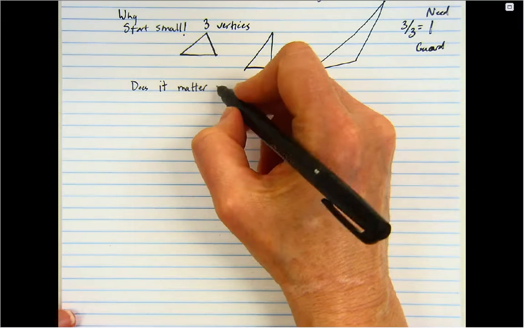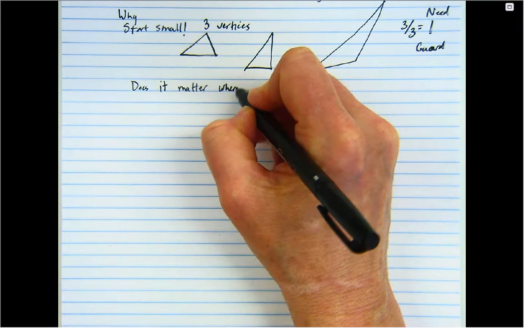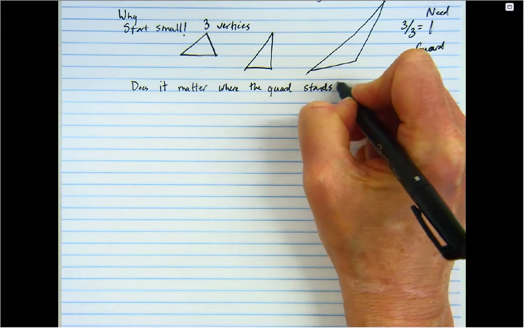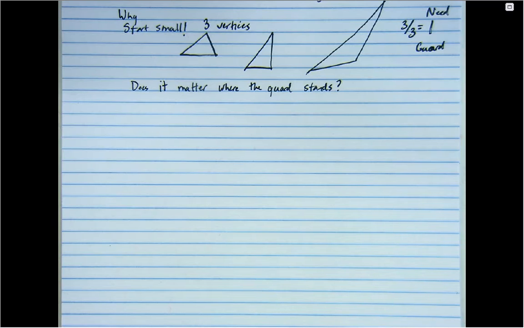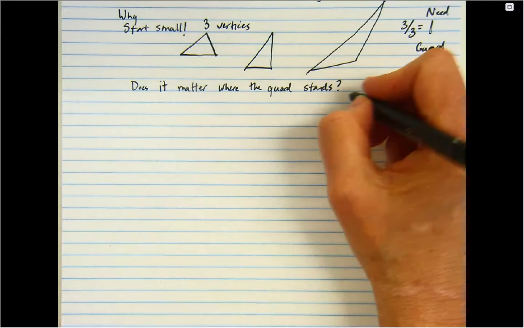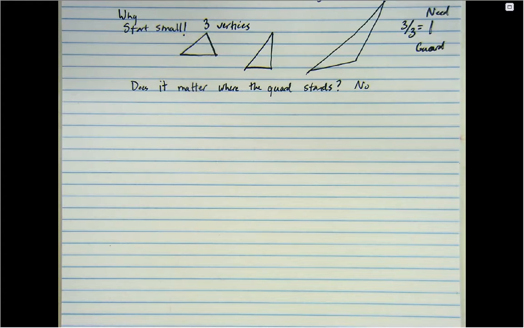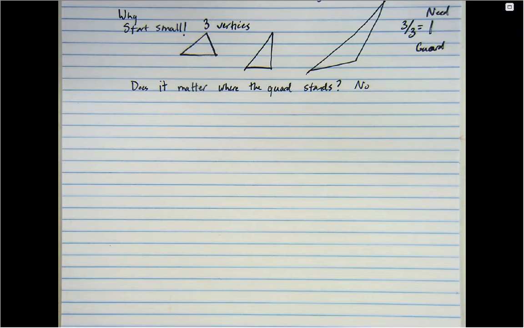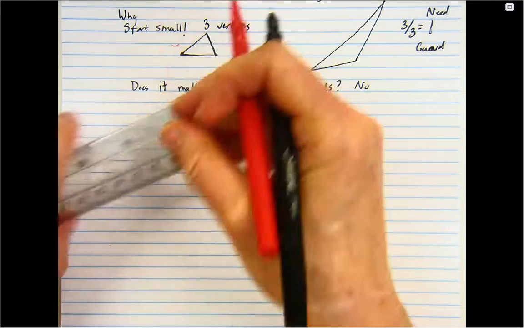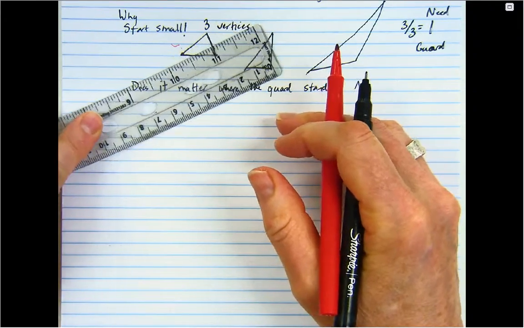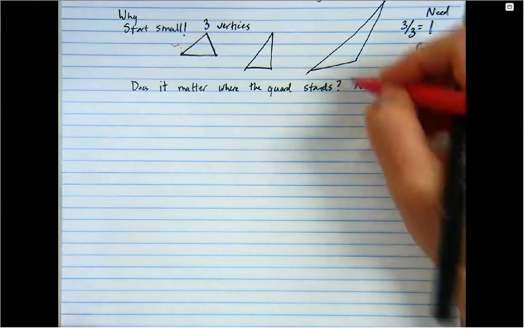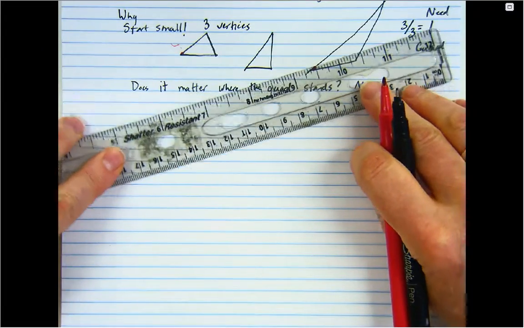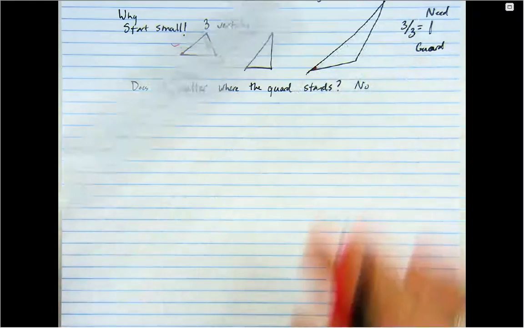Does it matter on these shapes where the guard stands? No. I see head shaking. No, it doesn't matter on any of these shaped triangles. Wherever I put the guard, I'll use a red pen for the guard. If I put the guard here, the guard can see all along the line of sight there. Even if I put him on the acute angle, when there's this big angle, the guard can still see all the parts of the triangle.